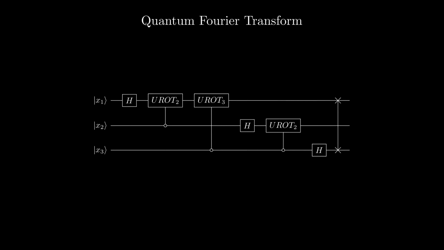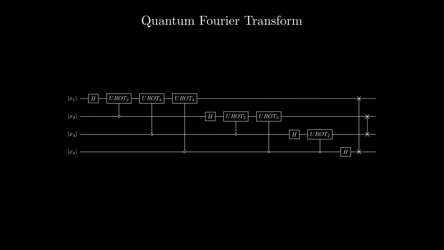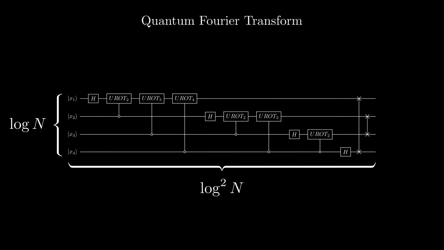The 3-qubit circuit repeats the same structure and performs the transform on 8 amplitudes. The pattern continues. We see that if we can encode the input vector into n amplitudes, only the logarithm of n qubits are needed. The number of gates is quadratic, but this is still an exponential speedup compared to the classical Fourier transform. The best classical algorithm known, the fast Fourier transform, runs in n log n time.